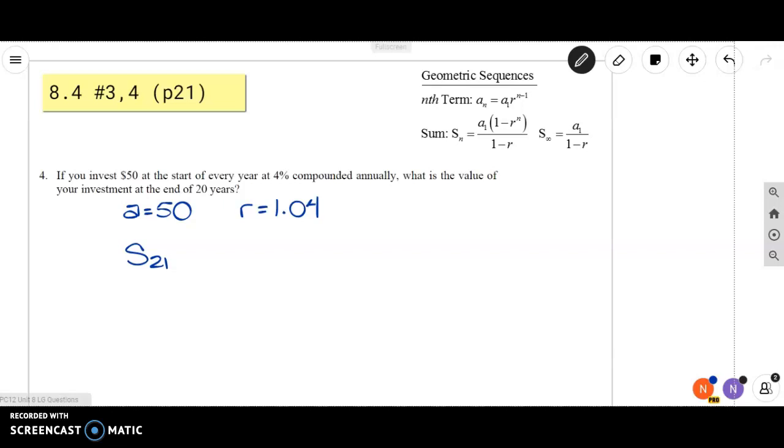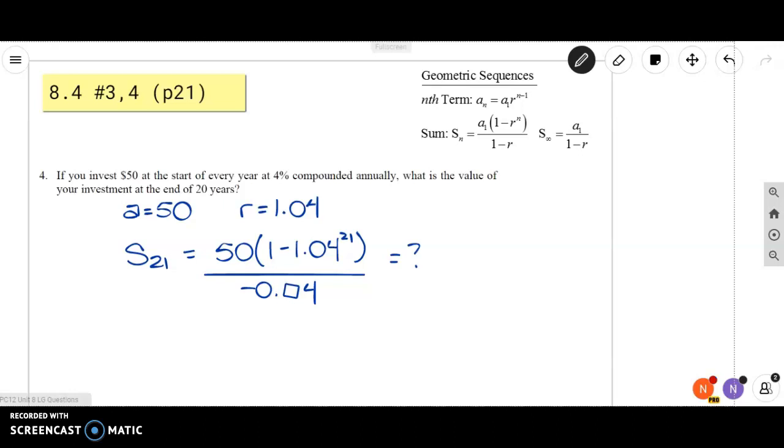So let's go ahead and fill in whatever we know. 50 times bracket 1 minus 1.04, sorry, it's a little messy, to the power of 21, all over 1 minus R, so 1 minus 1.04. I'm just going to go ahead and write that as negative 0.04. And we can go ahead and calculate a value for S21. I will leave it to you to calculate that.